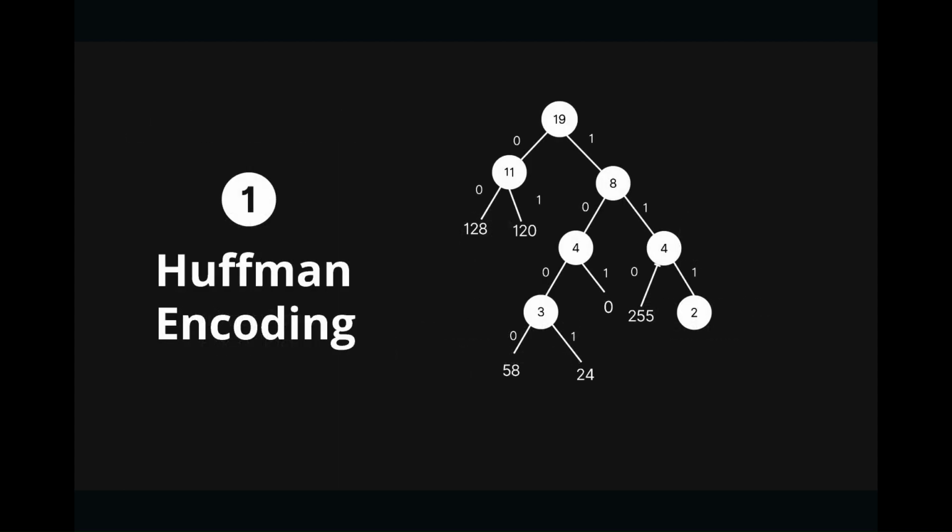Huffman encoding allows us to represent individual pixel values or color components within an image with variable length binary codes based on their frequency of occurrence. This results in a compact representation of the image, as the most common values are encoded with fewer bits.